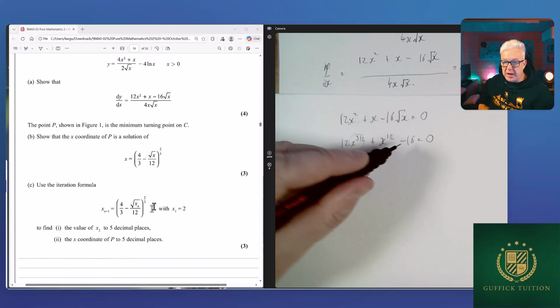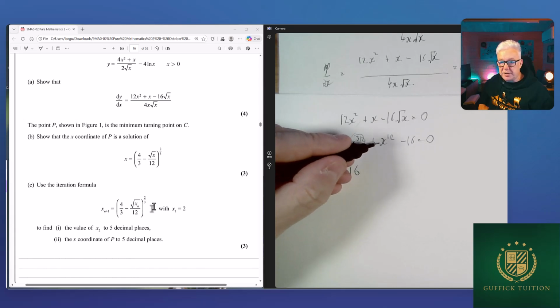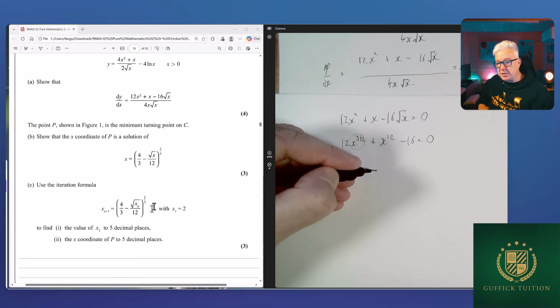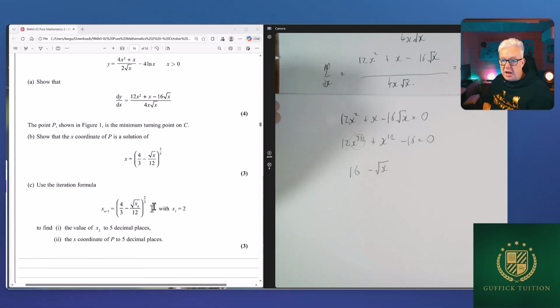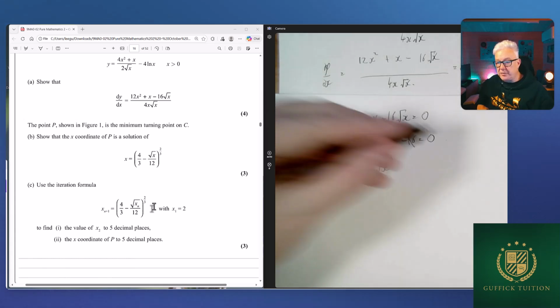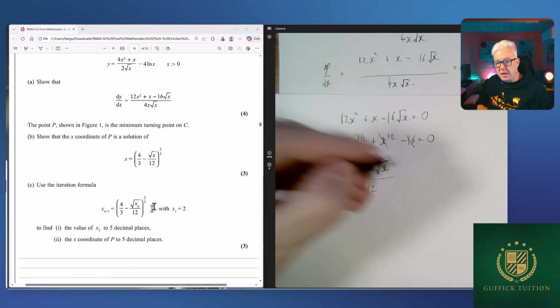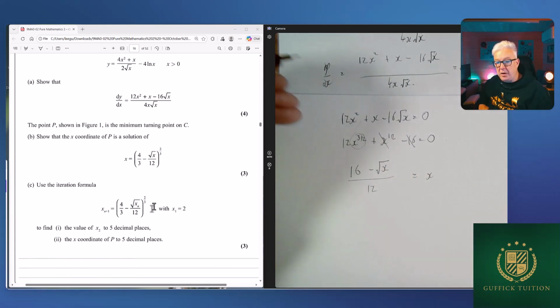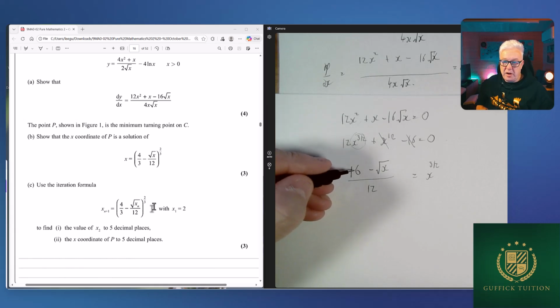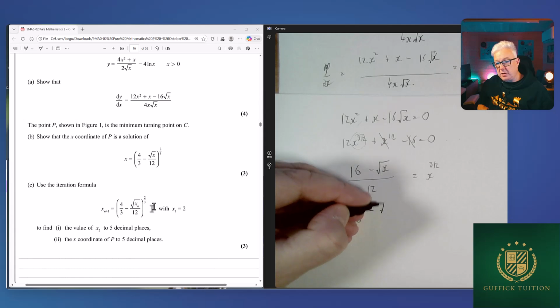If I was going to isolate that bit, I would add 16 to the right hand side, and I would subtract that root x. So 16 minus root x, like so. Then I would divide by 12, which is equal to x to the power of 3 over 2. Now 16 over 12, we can divide by a common factor of 4, and that is the same as 4 over 3. It's looking good, isn't it?